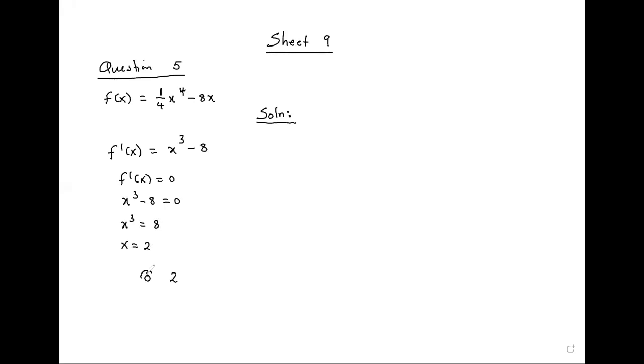A number less than 2 could be 0, bigger than 2, 3. And then the first derivative, x to the power 3 minus 8. So you use 0 here, you get negative. Use 3, we get positive. So what we are saying is that this function is decreasing all the way up to 2 and starts increasing after 2.